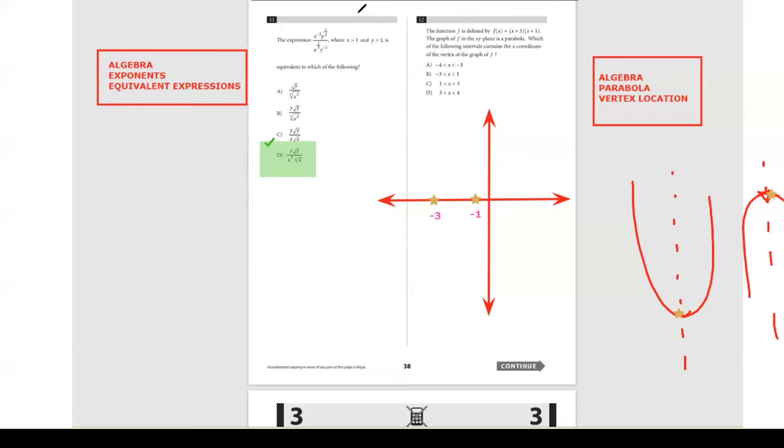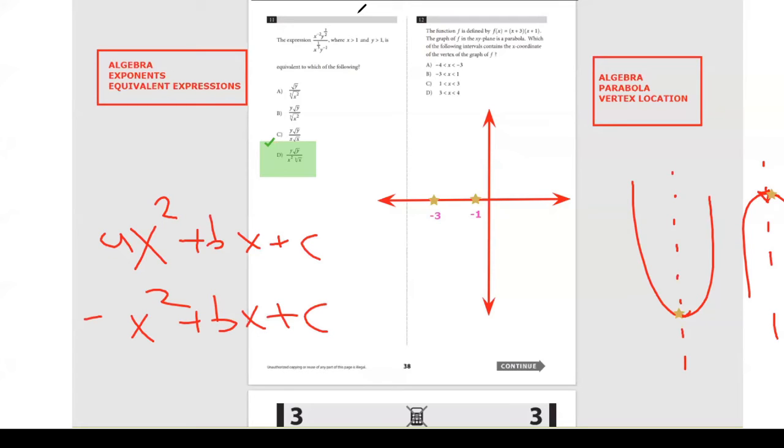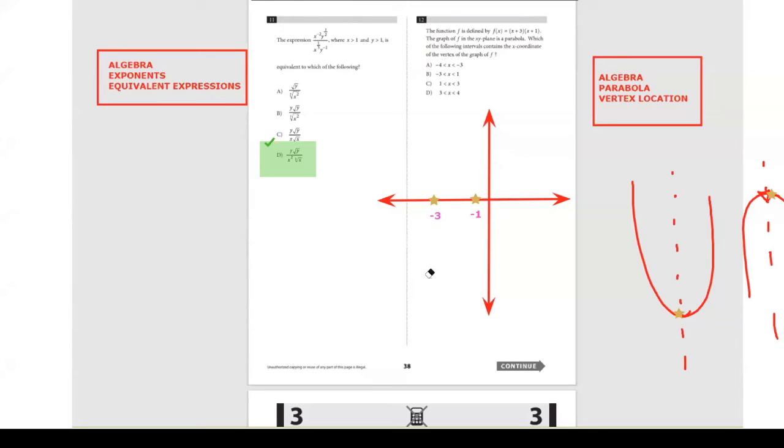Do you remember the difference between x squared plus bx plus c, and negative x squared? Which one was up and which one was down? When it's up, the x squared is positive. Right. And when it's down, then the x squared is negative. So which way will this parabola turn? Is it up or down, the shape? It's up.